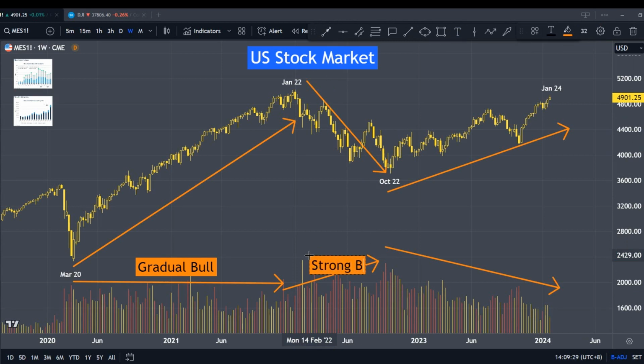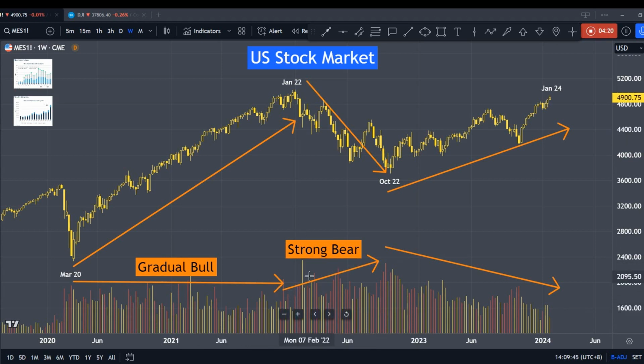And I believe that the strong bear is still lingering around, and I'm going to explain to you the reason why. I'm just going to shift this up here. So this represents a strong bear with a downtrend, but the volume seems to have picked up, meaning that the selling is tremendous.